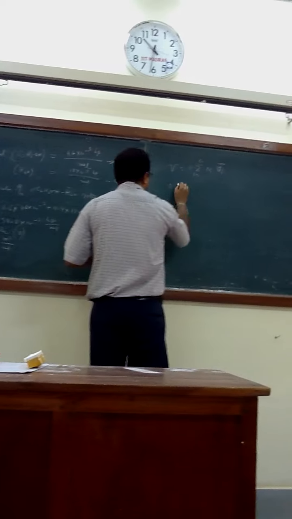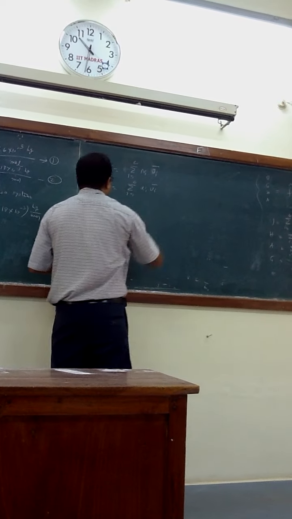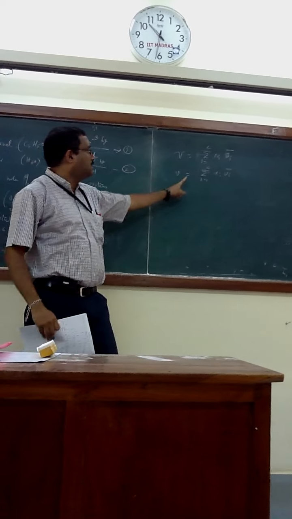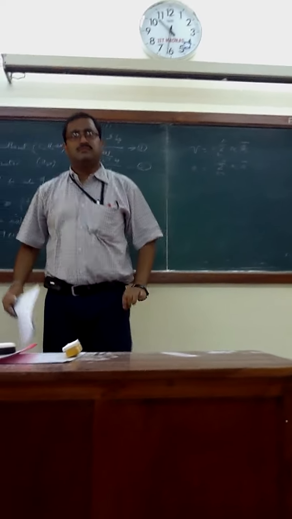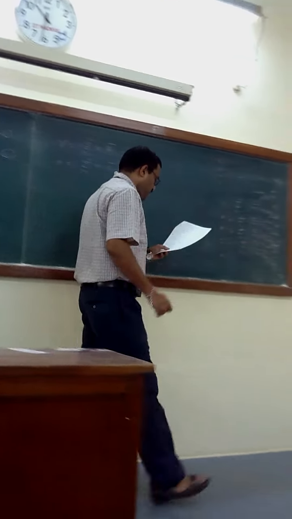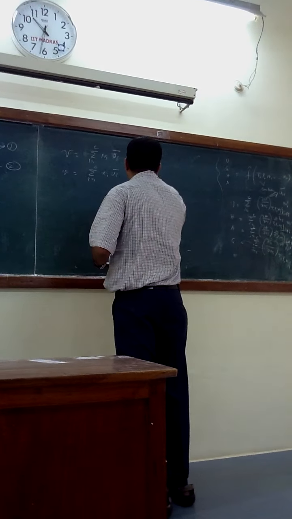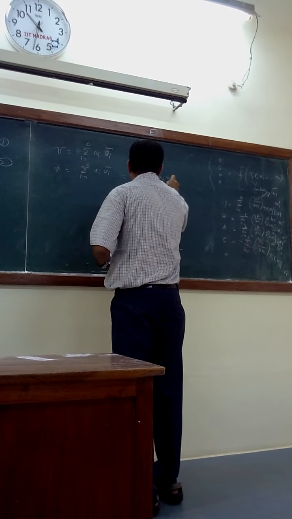And small v equals summation i equals 1 to C, xi vi bar. Small v is what? Capital V by N. Ni by N is xi, so xi vi bar. Which is x1 v1 bar plus x2 v2 bar.